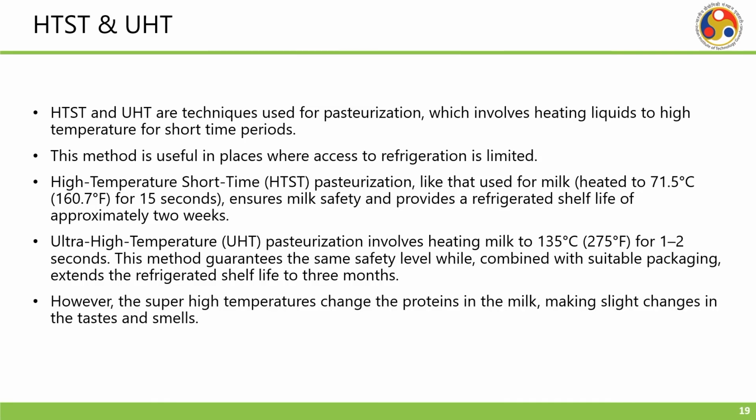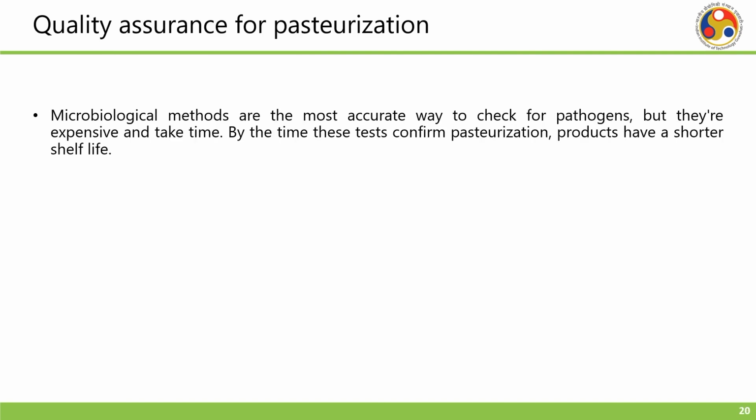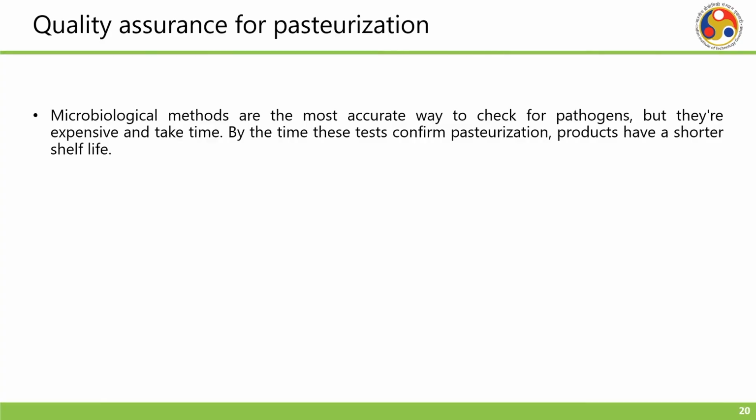However, the super high temperatures change the proteins in the milk, making slight changes in the taste and also the aroma or the smell. The quality assurance for pasteurization is also very important. So, here microbial methods are the most accurate way to check for pathogens, but they are expensive and take time. By the time these tests confirm pasteurization, products have a shorter shelf life.